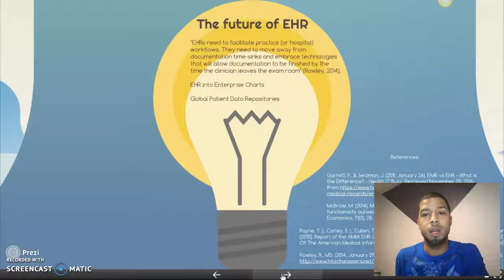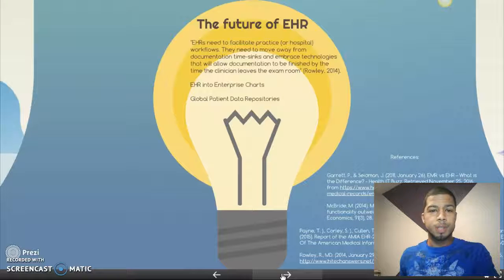Also the idea of EHR being enterprise charts and a global patient data repository. These two terms essentially are the vision that EHR will become a more compiled capture of the patient's treatment across times and across various providers, having easier access, and really being able to use that data in a manner that helps the provider anticipate and provide the highest quality of care for the patient.